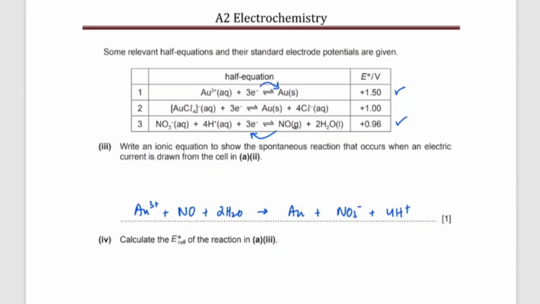And you have to calculate the E naught cell, so that's easy as well. That's reduction minus oxidation. So 1.5 minus 0.96, so that gives you 0.54.